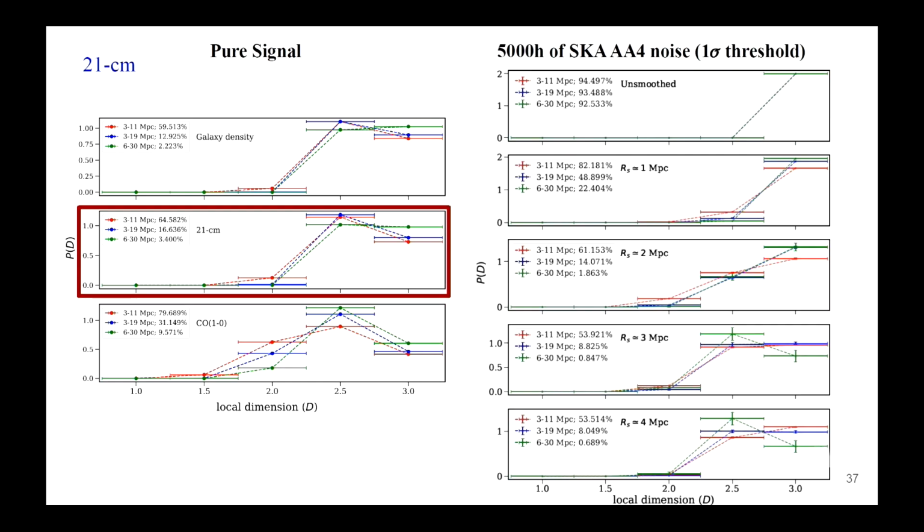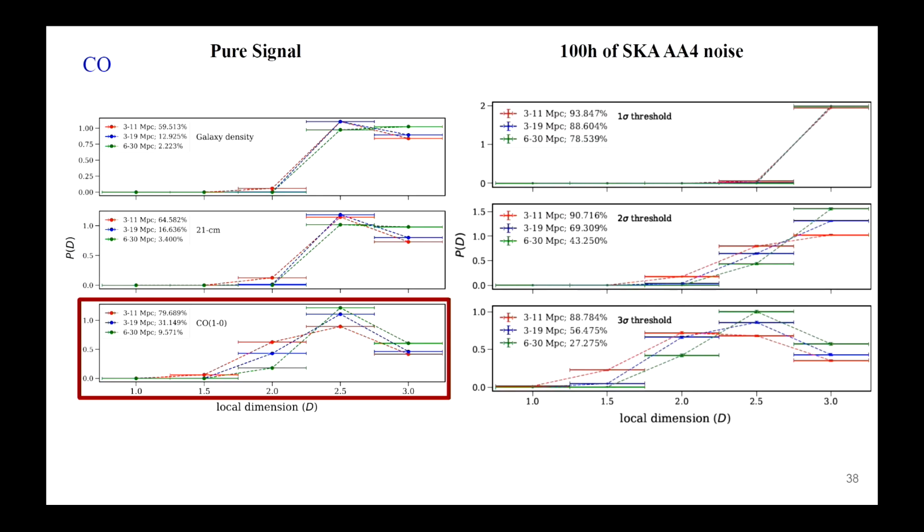That can be done only for 5,000 hours of SKA observation, which is unfeasible, I think. However, if you are looking at the CO, then only 1,000 hours of SKA observation, and without any denoising, just by setting a 3 sigma threshold based on the sigma of the noise in your observation, you can start recovering the actual true signal morphology.